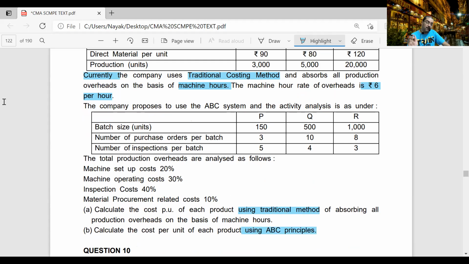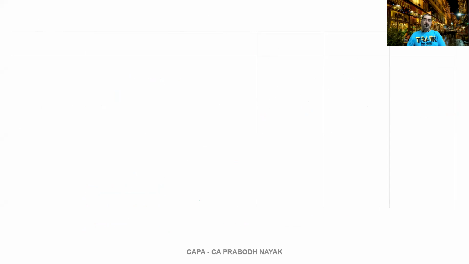So two methods are there: the traditional method and the ABC method. Let us start with the traditional method. They want only the cost per unit. They don't require the total cost as such. So let us first find out the traditional cost.